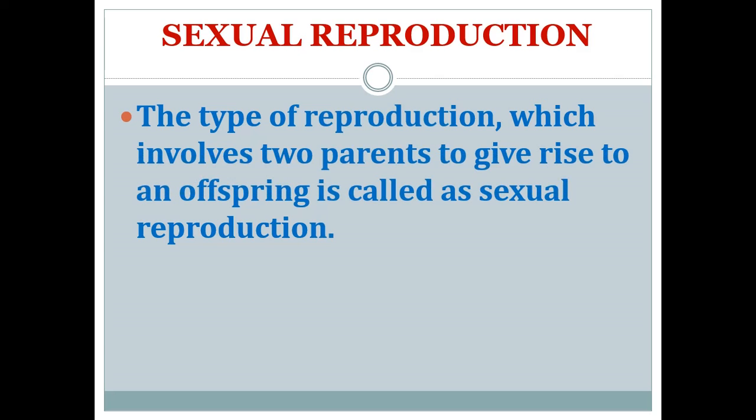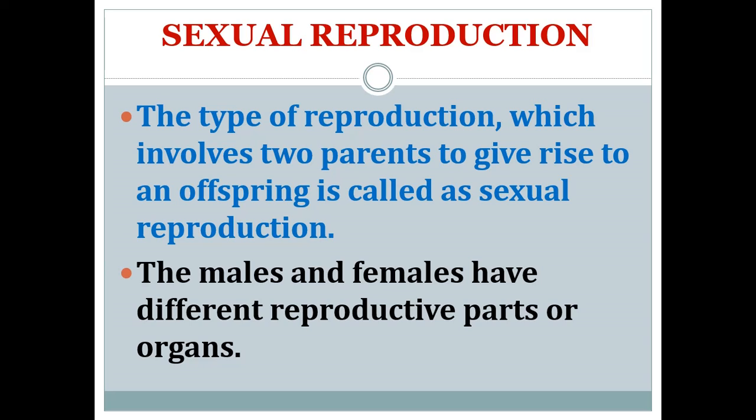So what is meant by sexual reproduction? The type of reproduction which involves two parents to give rise to an offspring is called sexual reproduction, isn't it? Here the male and female, that is the two parents, have different reproductive parts or organs, as we have seen in the last video. Then asexual reproduction we also saw, such as budding, fission, etc.